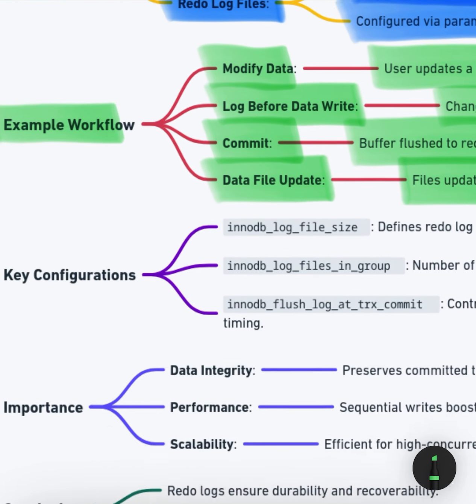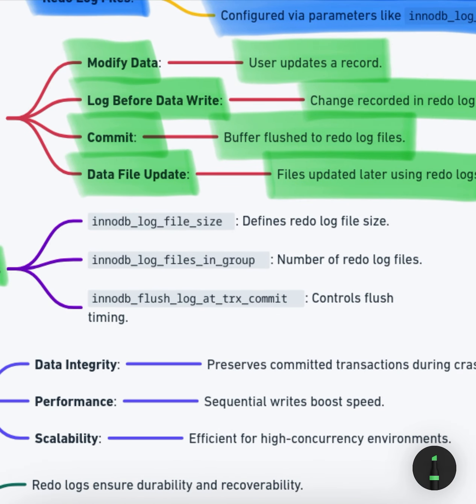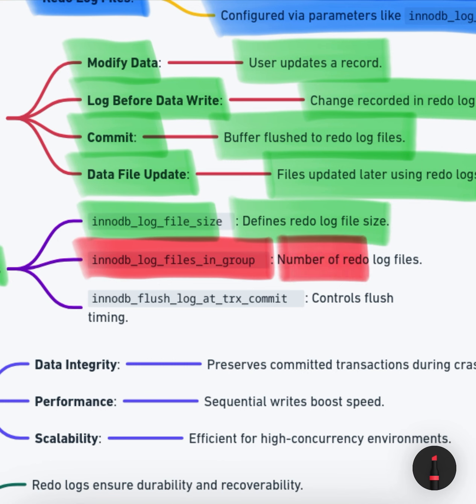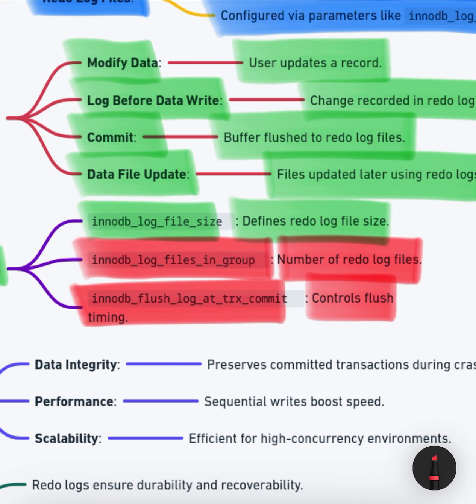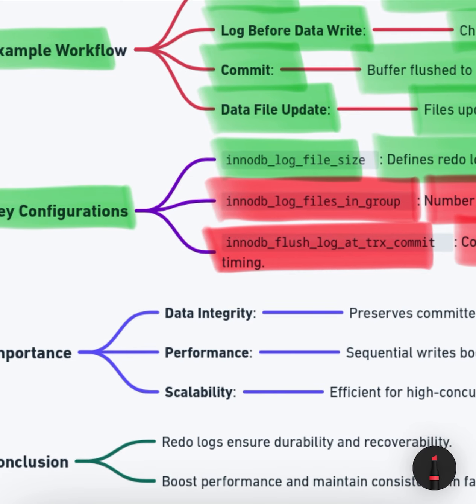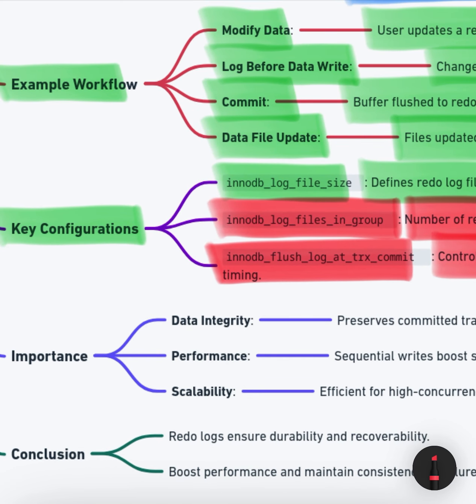7. Key configurations. innodb_log_file_size defines the size of each redo log file. Larger sizes can improve performance for large workloads. innodb_log_files_in_group specifies how many redo log files exist in the group. innodb_flush_log_at_trx_commit controls when redo logs are flushed to disk. For example, value 1, flush immediately on commit, maximum durability. Value 2, flush periodically for better performance.